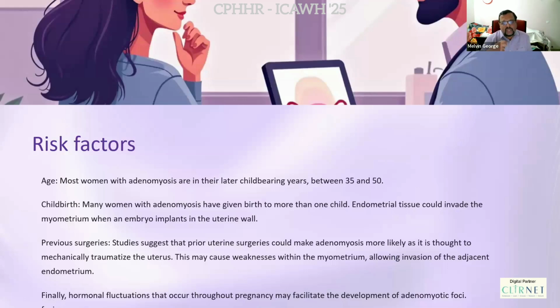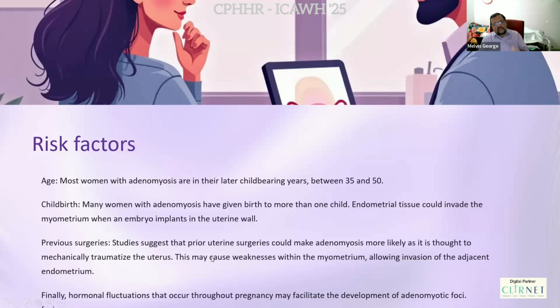Endometrial tissue could invade the myometrium even when an embryo implants in the uterine wall. That is why it is connected to multiparous pregnancy and multiparous women. And previous surgeries, studies suggest that prior uterine surgeries make a person more likely to have adenomyosis because of the traumatization of the uterus that happens during surgery.